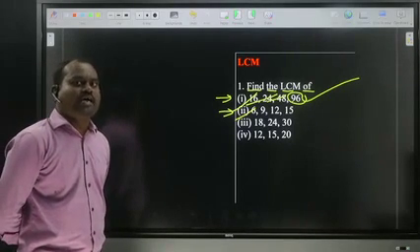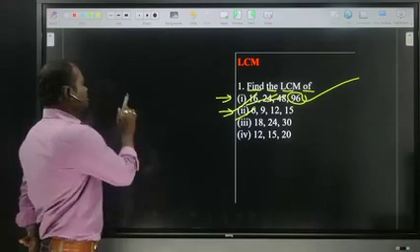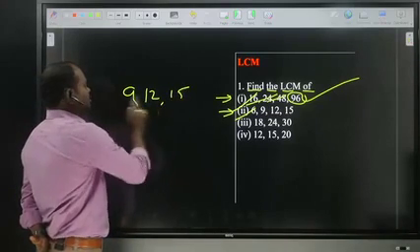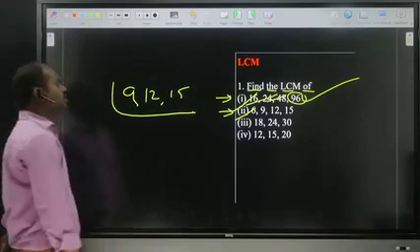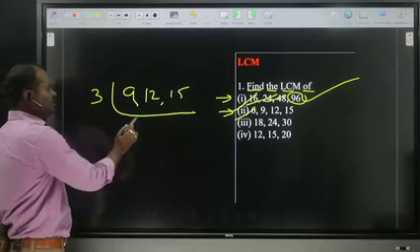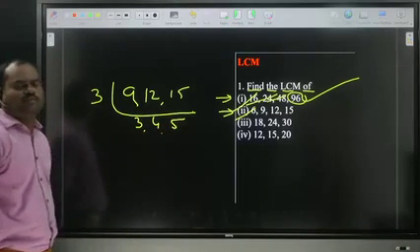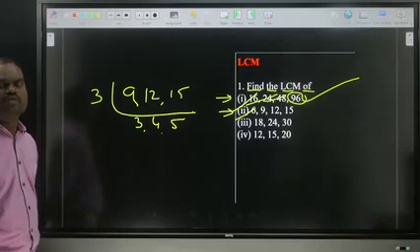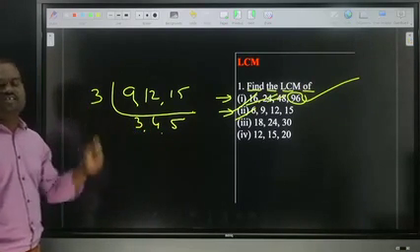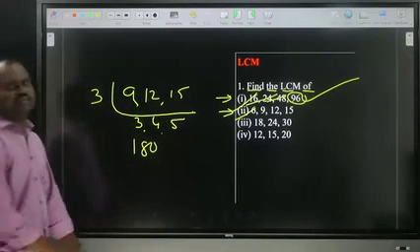Okay, now I'm going through the normal method. What are the numbers balanced? 9, 12, 15. Now in which table will we clearly know 9, 12, 15? 3 table, 3s, 4s, 5s. Still no more table. So what is the LCM? 5 4s are 20, 3 times 20 is 60, 3 times 60 is 180. So the LCM is 180. Is it clear?